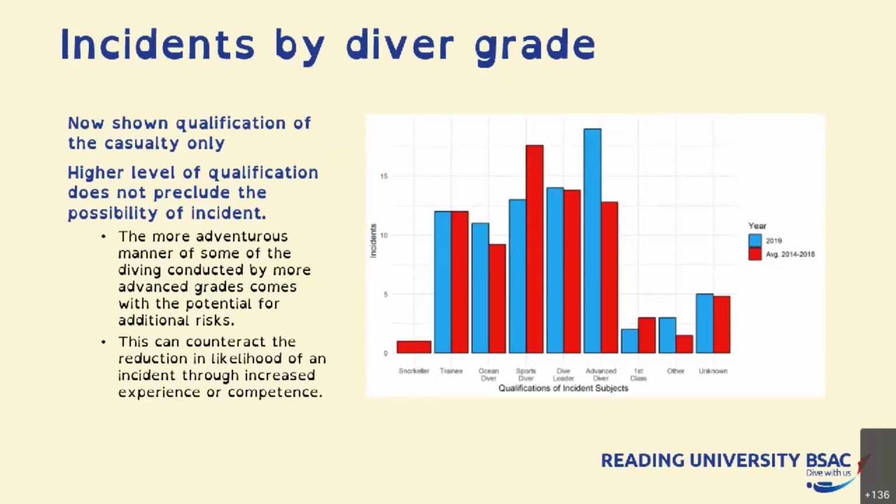So what you can see is that, as I said, the higher level of qualification doesn't mean that you're not going to get an incident. But what can be taken from this is that the types of diving that perhaps an advanced diver might do when compared to an ocean diver, those dives might be slightly more risky, or the impact of a risk occurring is greater because they're going to be at a greater depth. They might have had a higher nitrogen load.